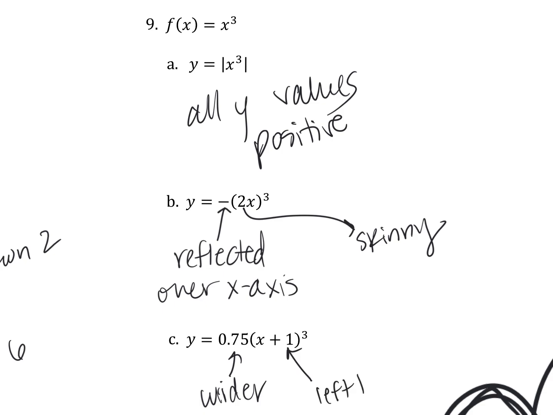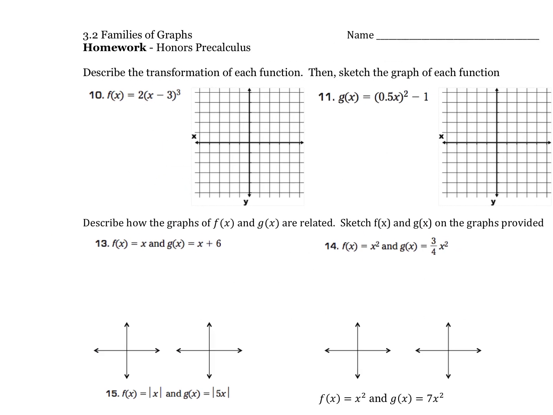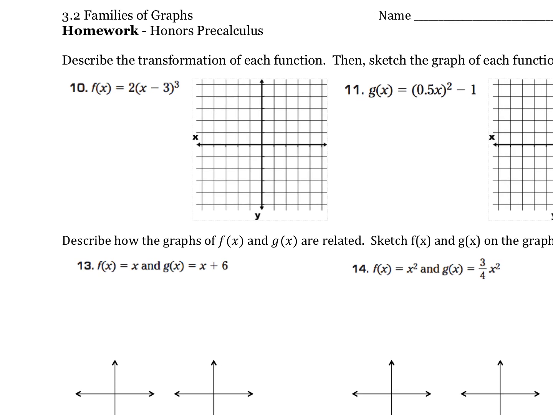Practice what I'm actually asking for here. It says, describe the transformation. If I were you, I would say, all right, what's this 2 doing, you guys? The 2 is making it skinnier. The minus 3 is making it go right 3. Here's what I would want your sketch to look like.